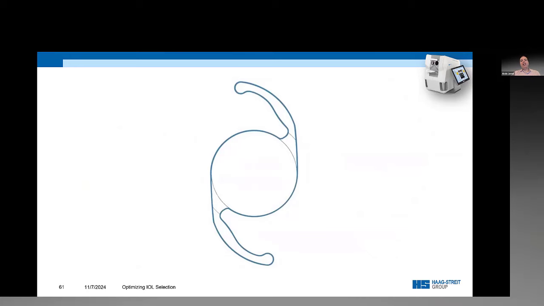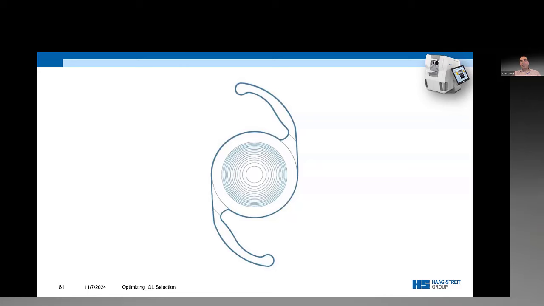Monofocal IOLs are always a safe option in any situation. Of course, monofocal IOLs will have the same implications if they are tilted. But we have to consider that the patient has a cataract that must be removed and the IOL should be implanted. So the safest option in this case is a monofocal IOL.